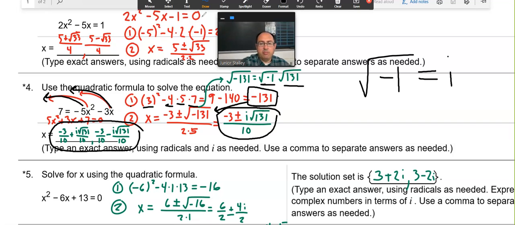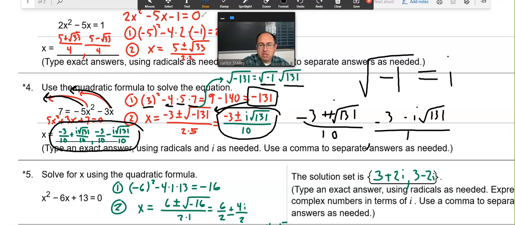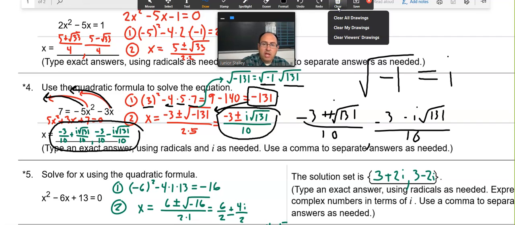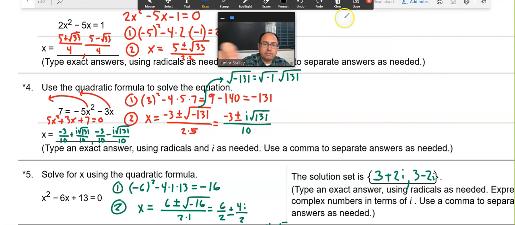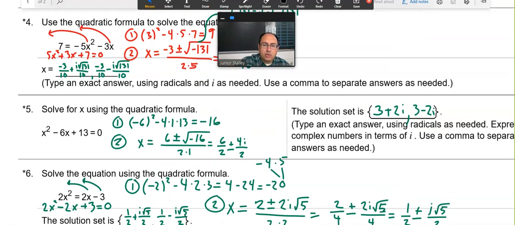I split it apart, but could I have written it just as -3 plus, oops, I forgot the i, radical 131 all over 10? Yeah, we could have done it like this. -3 minus i radical 131 all over 10. Nothing wrong with it. Either way, doesn't matter to me. Next.